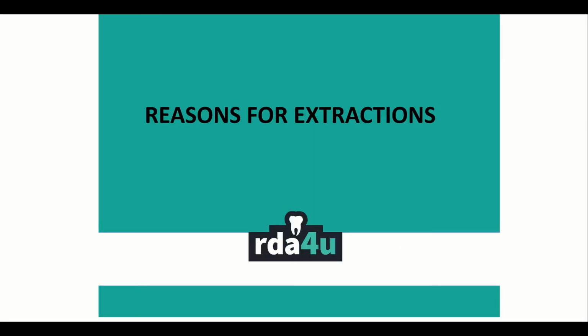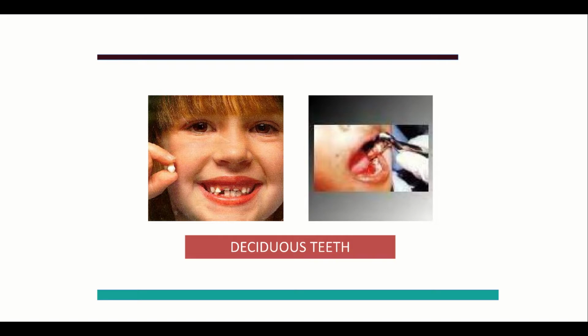Let's start with some reasons for doing extractions. Why would we pull teeth? First of all, we might pull teeth because we have some baby teeth that won't come out. That's called over-retained primary teeth, or primary teeth that are retained or left in the mouth longer than they should, and so we have to pull them out instead of them coming out on their own.